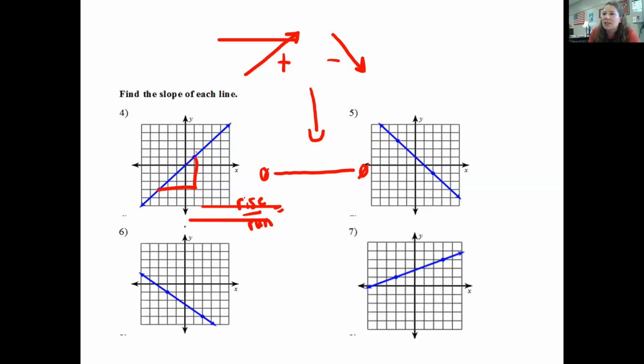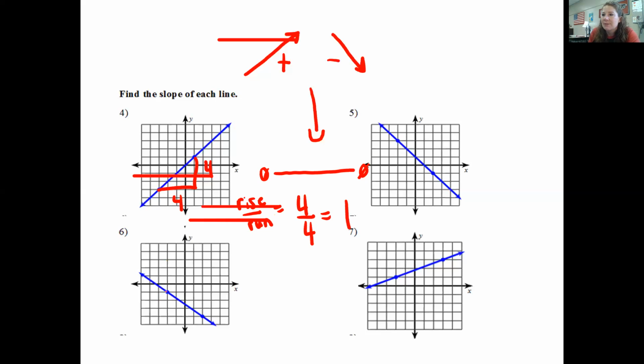All right, so how tall is my right triangle? It's 1, 2, 3, 4 units tall. How wide is the bottom? It's 1, 2, 3, 4 units wide. So my rise is 4, my run is 4, so that simplifies to 1. And then you always double check your line and say, okay, is this going up and to the right, or is it going down and to the right? Since it's going up and to the right, it's positive 1.